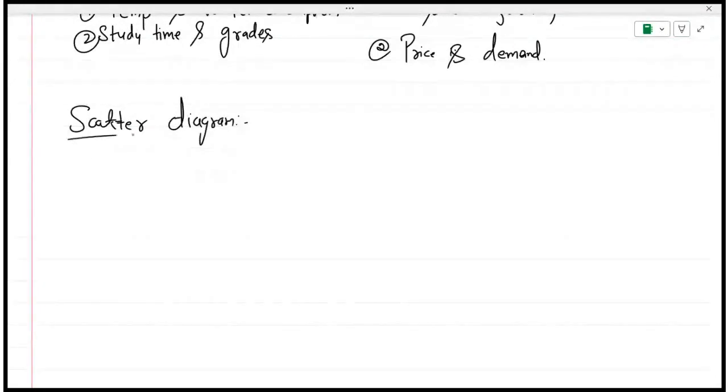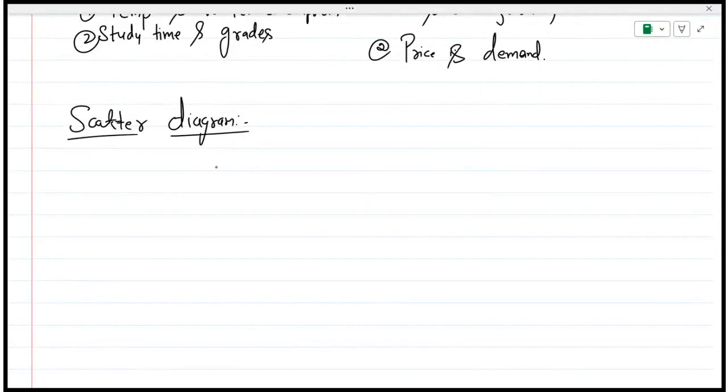So basically, we want to study the relationship between two variables. How can we study it? How can we know what kind of relationship there is between those variables? To help with this, the scatter diagram helps us.